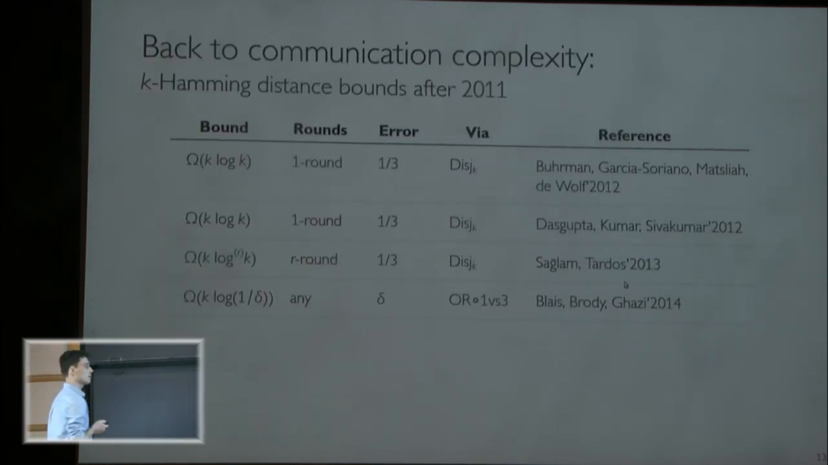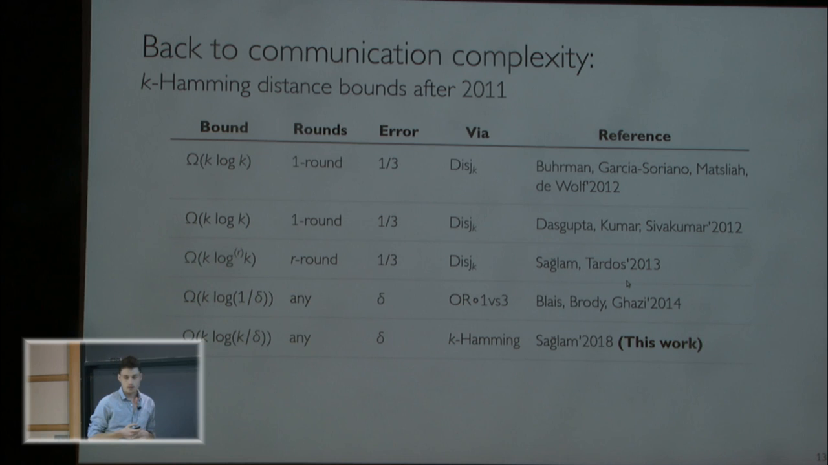OK, so now after this connection, here is what happened to the k-Hamming distance problem. In 2012, people proved k log k lower bounds. And later, we showed k log iterated r times k for any r round protocol. After that, a lower bound of k log 1 over delta was shown. And usually delta is a constant, which may not look like that much of an improvement. The thing is that this is the first bound that separates k-disjointness and the k-Hamming problem. Such a bound cannot possibly hold for the k-disjointness problem. And now in this work, we show the optimal k log k divided by delta lower bound.